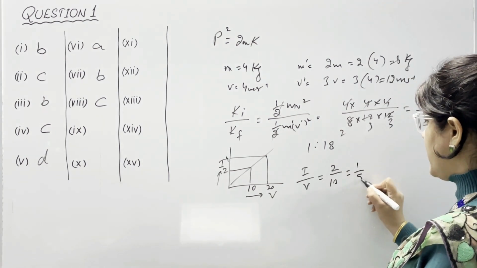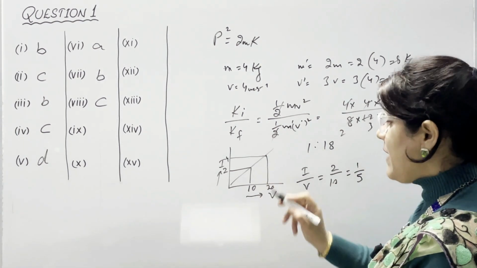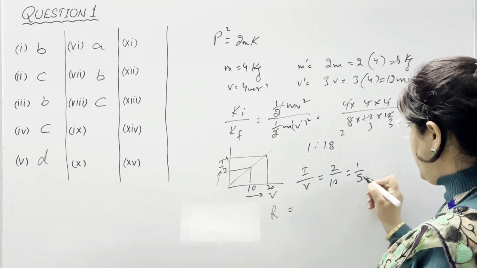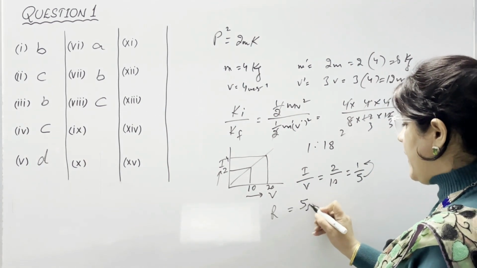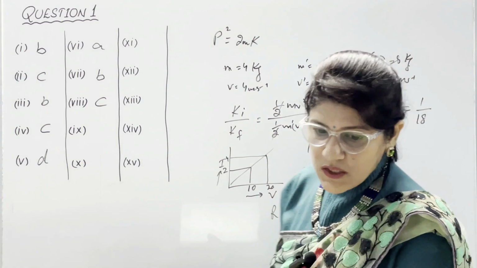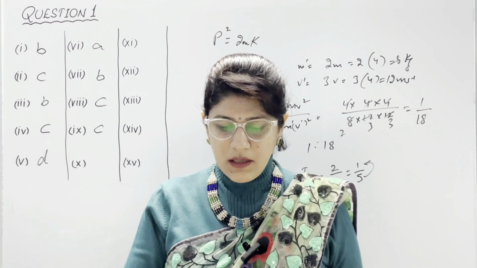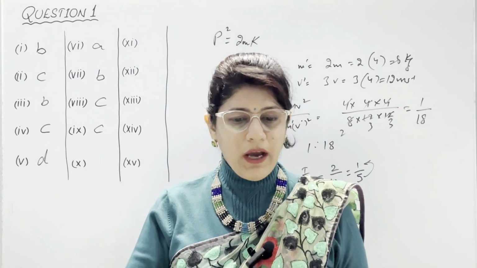2 upon 10, it means 1 upon 5. But they have asked resistance. The resistance is the reciprocal of conductance. So reciprocal of 1 upon 5 is 5 ohm. So correct answer is 5 ohm. This is our option number C. In 9th part, the option C is correct, which is 5 ohm.